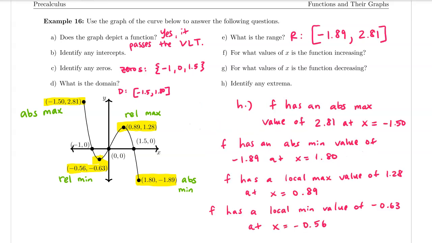Now, let's say you didn't have the graph that you could just label the extrema. How would we write this out in sentences? Here I've done that for you, and I'll go ahead and read them. So we can say f has an absolute max value of 2.81 at x equals -1.50. f has an absolute minimum value of negative 1.89 at x equals 1.80. f has a local max value of 1.28 at x equals 0.89. And finally, f has a local minimum value of negative 0.63 at x equals negative 0.56. So that's how you'd write out the extrema in sentences if you did not have a graph to label them.